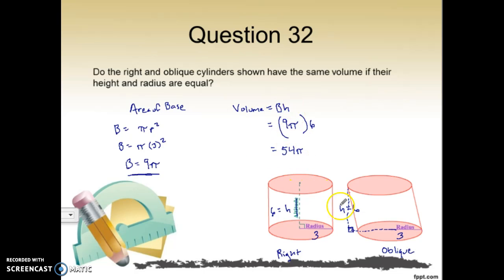So what we've just done is we've seen that as long as they have the same radius and the same height, they're also going to have the same volume. Their volumes will be equal.